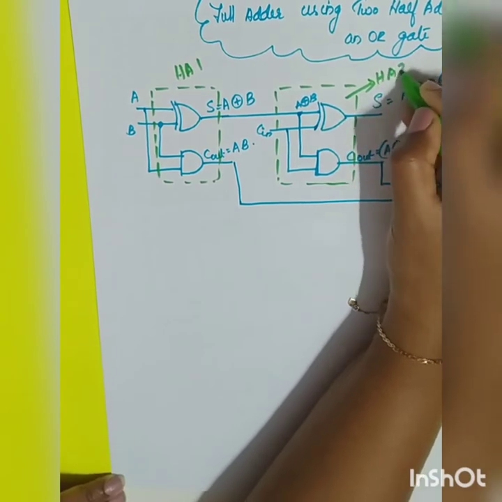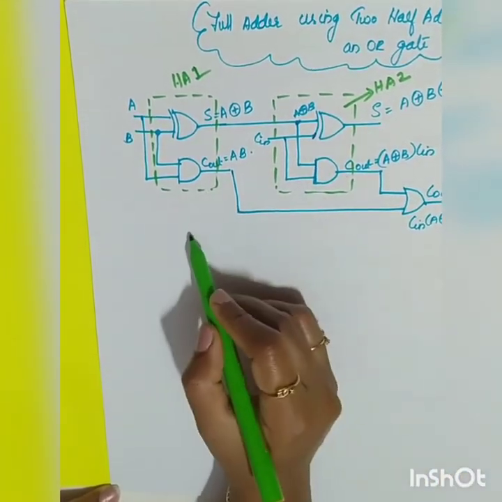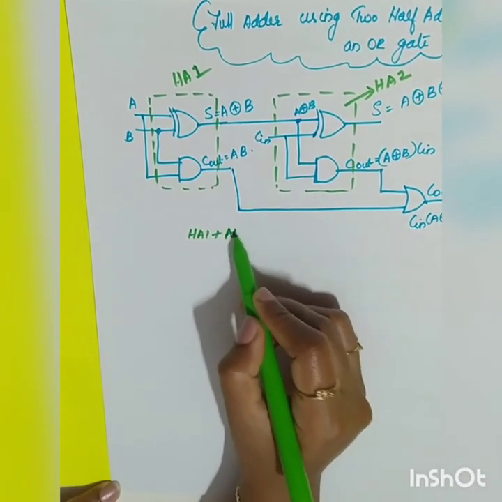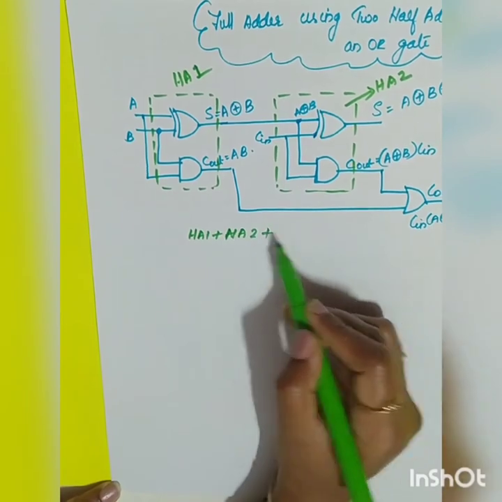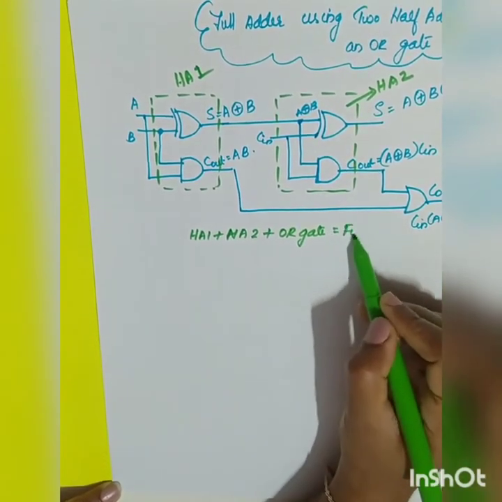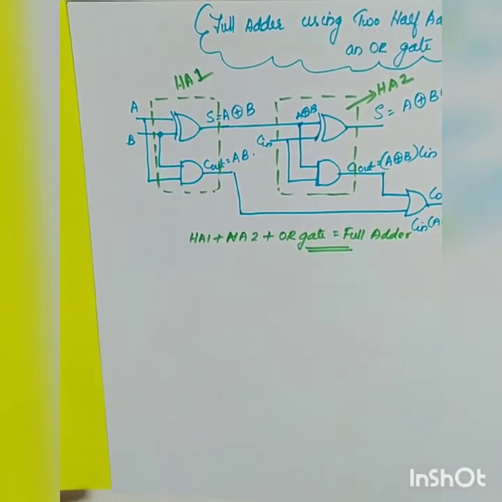Half adder 2. This is half adder 1. Okay, so by using two half adders, half adder 1 plus half adder 2 plus 1 OR gate, is equal to a full adder. Okay, this is by using two half adders.